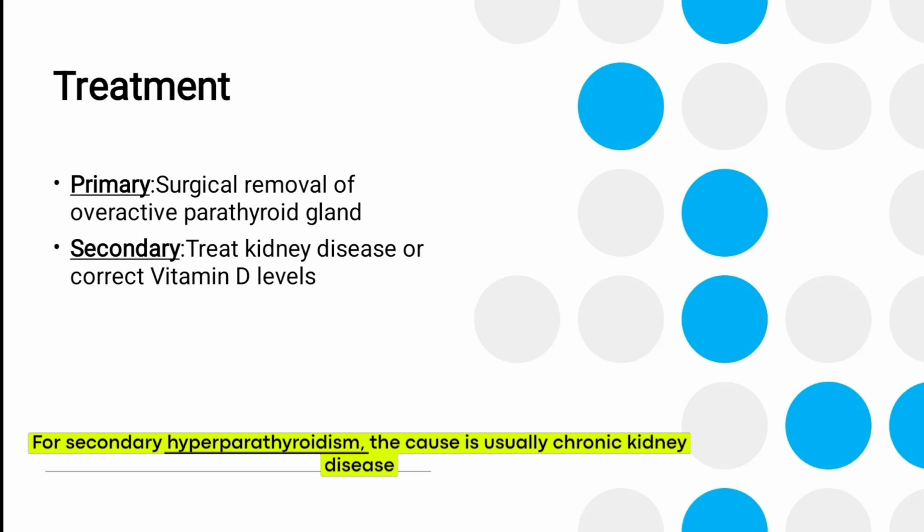For secondary hyperparathyroidism, the cause is usually chronic kidney disease or low vitamin D, so treatment focuses on fixing the root cause, managing the kidney disease and correcting vitamin D levels. In many cases, that means vitamin D supplements and medications to control phosphate and calcium.